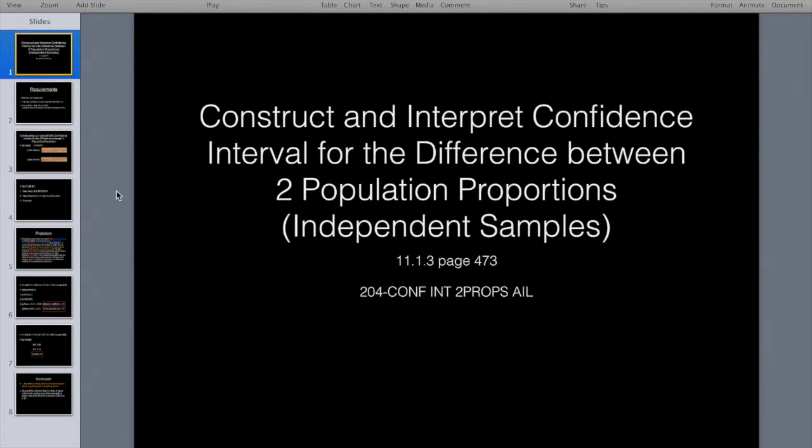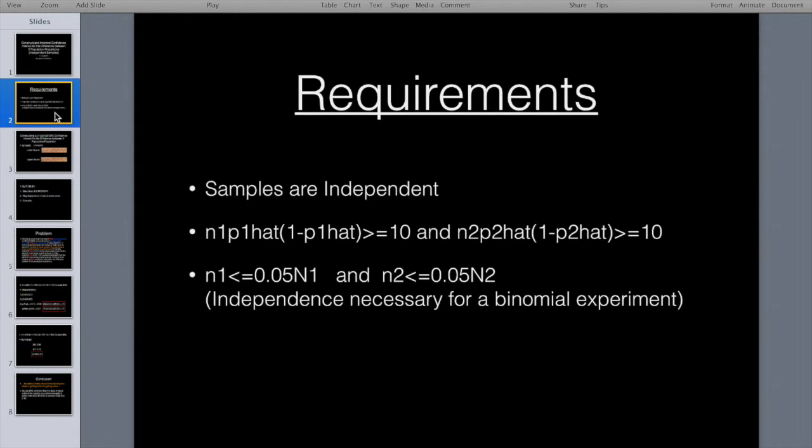Hello, today I'm going to explain how to construct and interpret a confidence interval for the difference between two population proportions for independent samples. It is important to define independent sample first. A sample method is independent if individuals selected for one sample do not dictate which individuals are to be in a second sample. First, we need to verify some requirements.